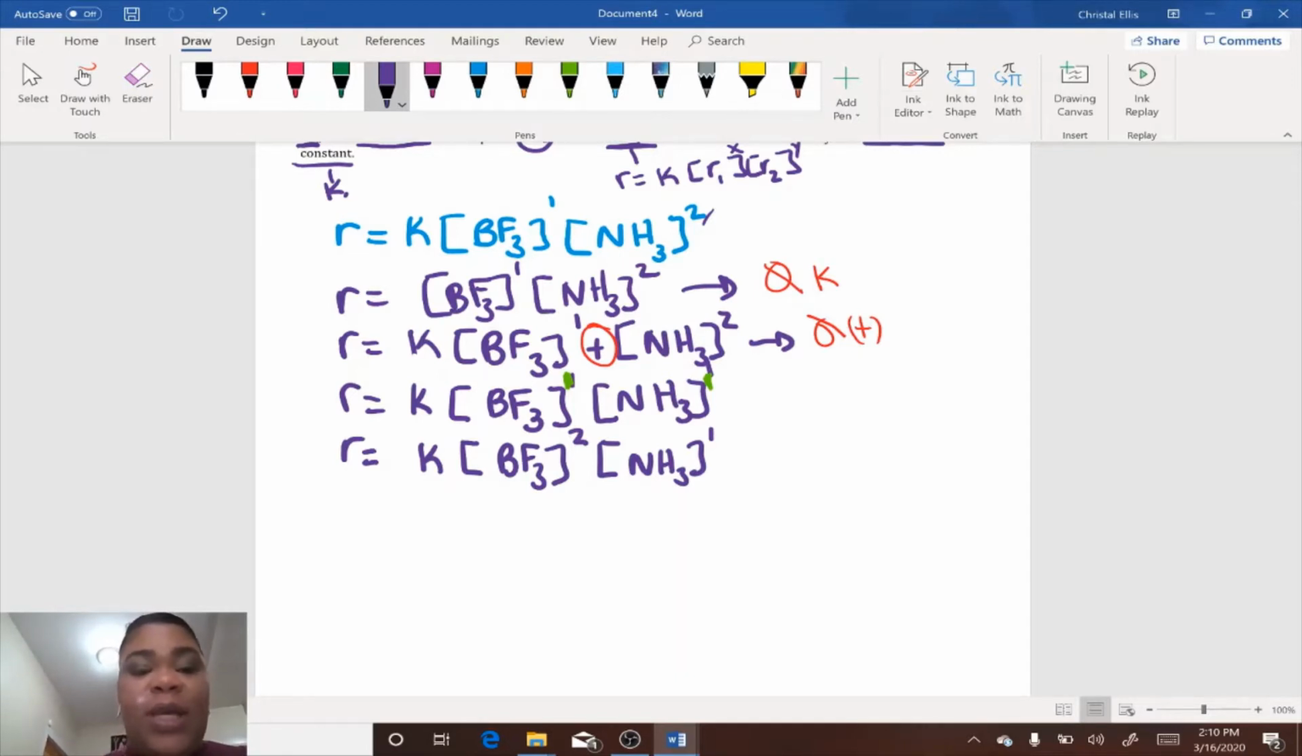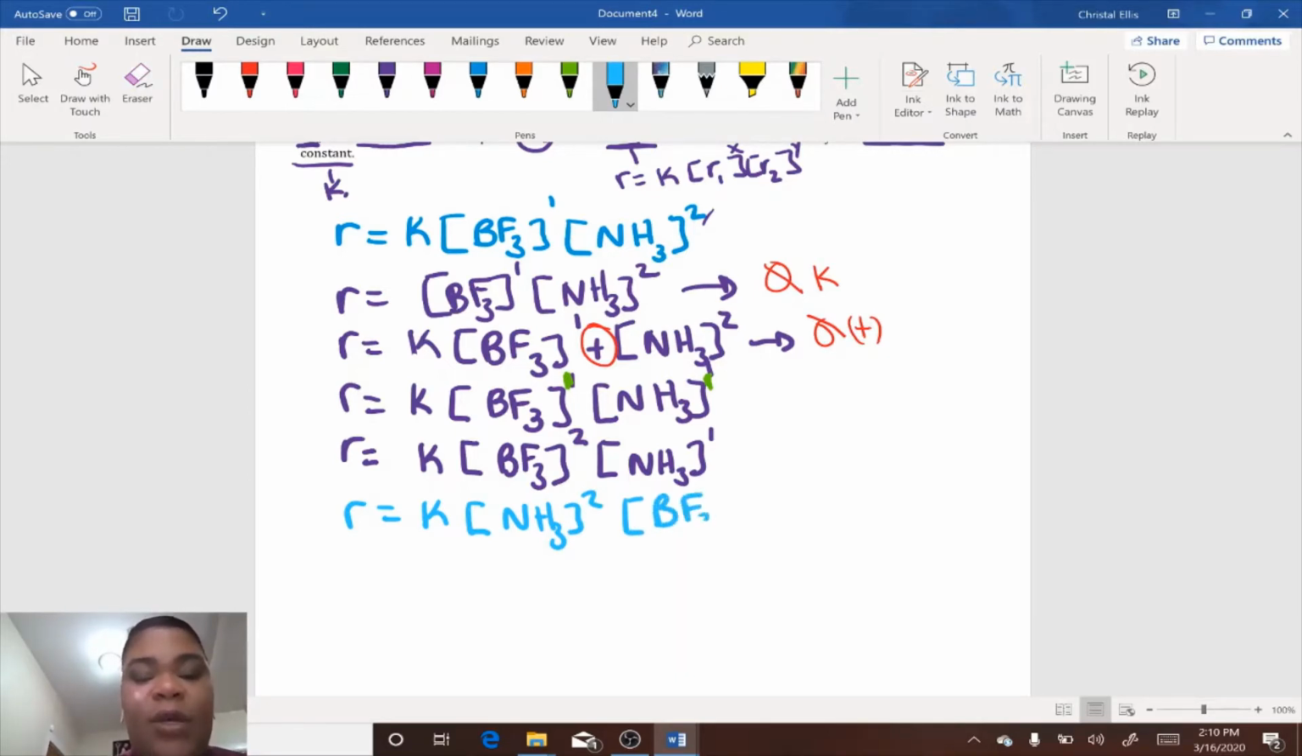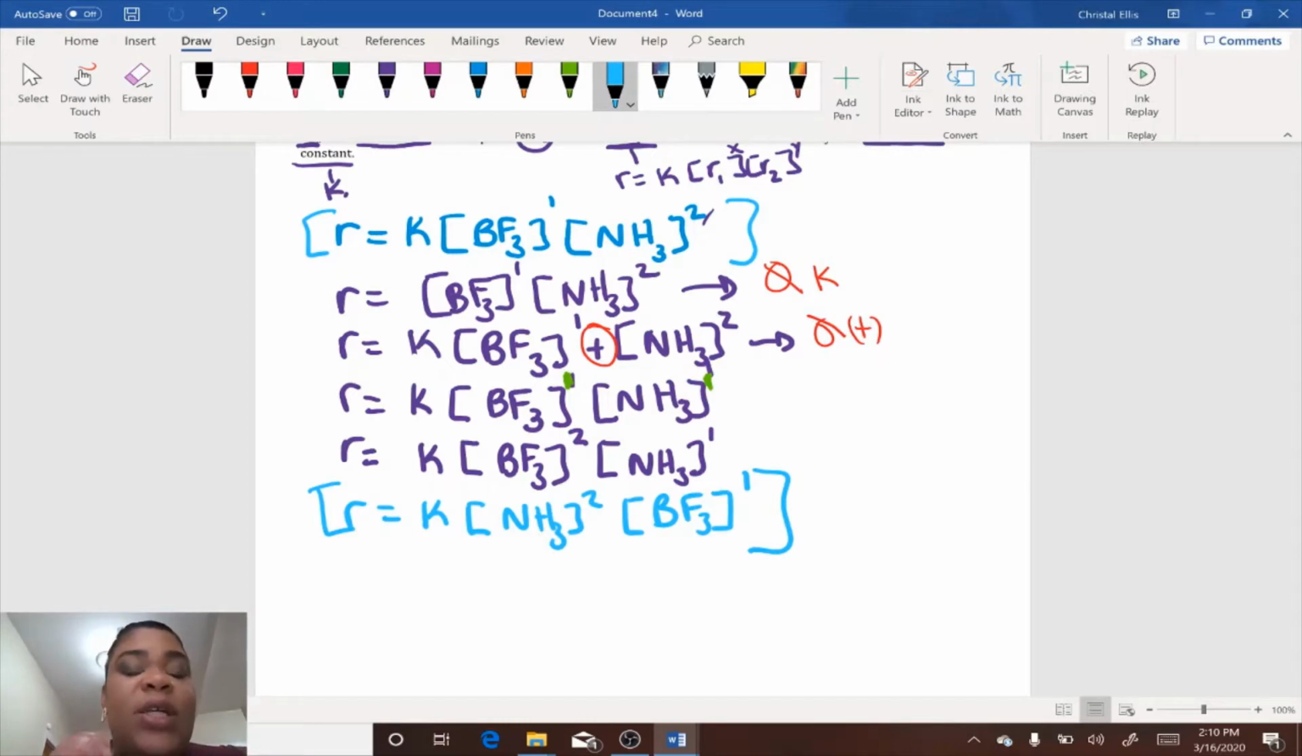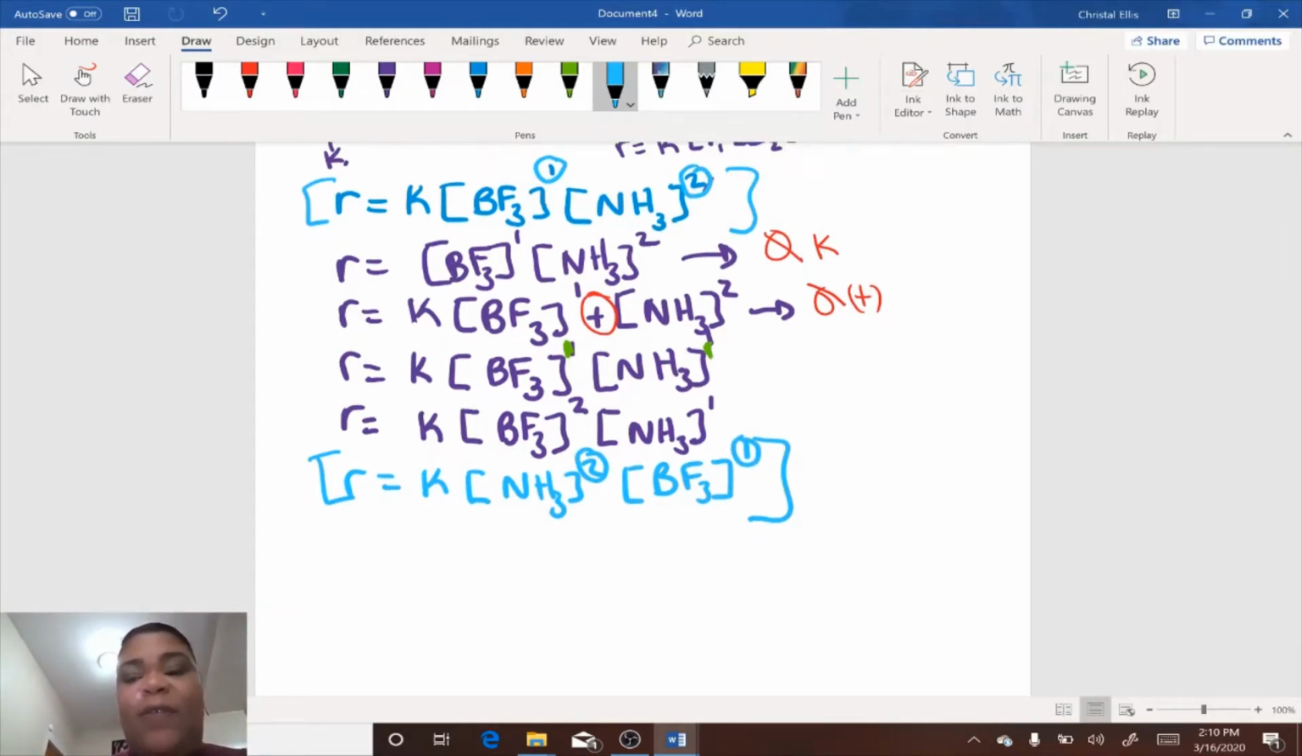Now, an acceptable answer would look like rate constant K times NH3 raised to the second power and BF3 raised to the first power. So what's different about this answer and this answer? It's just the placement of each reactant, but that doesn't matter because you're multiplying them. As long as the rate orders are the same, then we are good to go. So that's the first question.